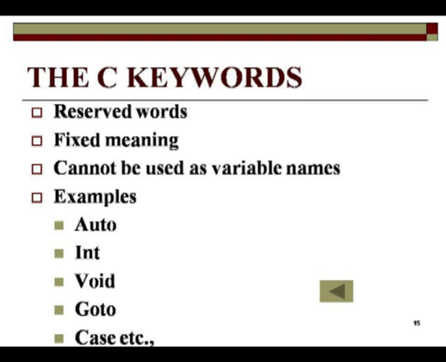A keyword is similar to a symbol in C. It exists as such. It cannot be changed. It cannot be altered according to the user's need. Its use and its purpose have been predefined by the developers of the language itself.